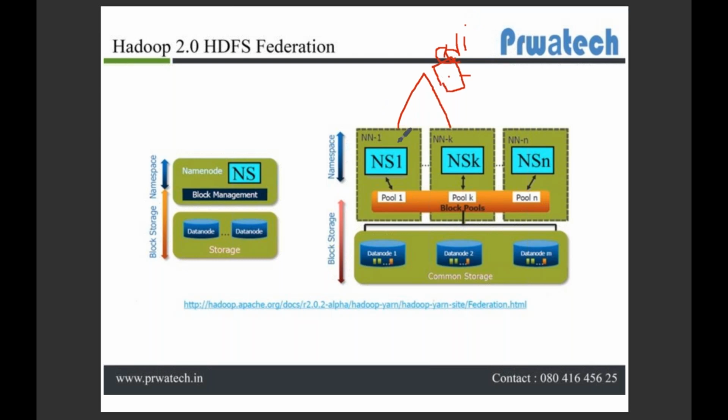Now, this name node is active. Only the active name node can access this edit log and serve the request to the client: read, write, data processing, whatever you have. You got it?